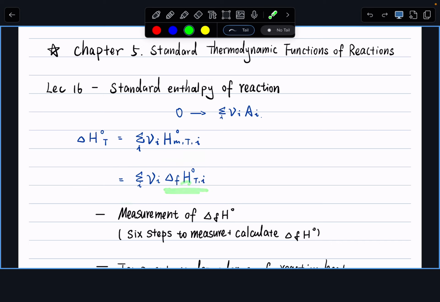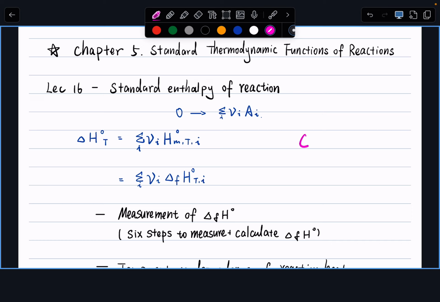So these delta H values, the standard enthalpy of formation of different species at a certain temperature, are tabulated in your thermodynamic table. The relationship between your enthalpy of formation and your molar enthalpy is that the enthalpy of formation comes from the formation reaction. The standard enthalpy of formation is defined based on a formation reaction.